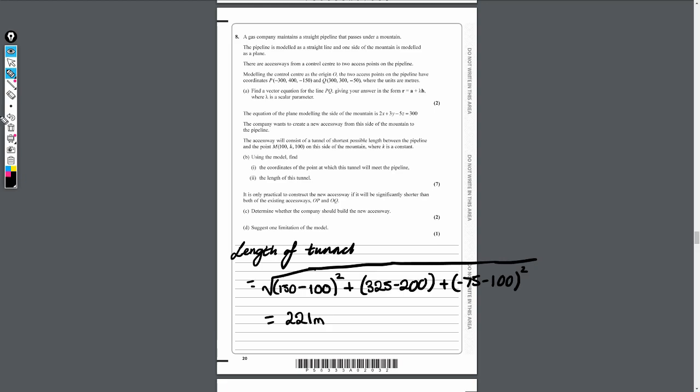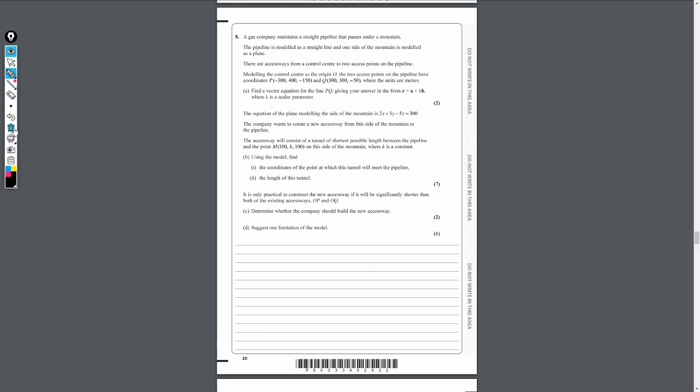Part C says to determine whether the company should build the new accessway. So it says it's only practical to construct the new accessway if it will be significantly shorter than both of the existing accessways. So that's OP and OQ. So we need to work out the length of each one. So the length of each one, well, again, just distance. So OP, so that's your coordinates here. So it's going to be the square root. So we do this one down here.